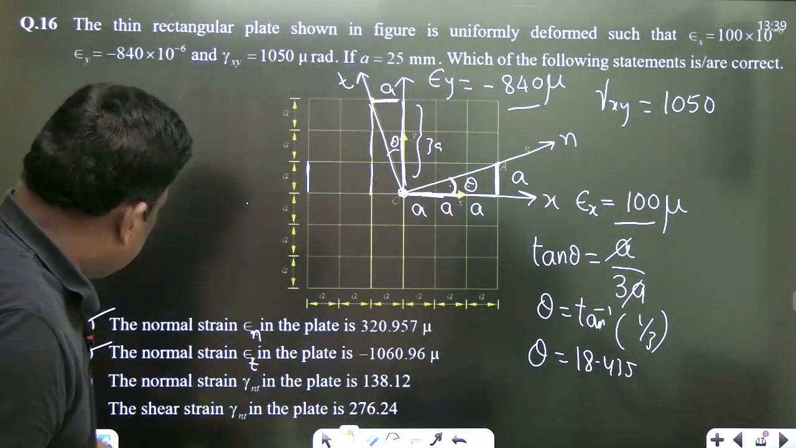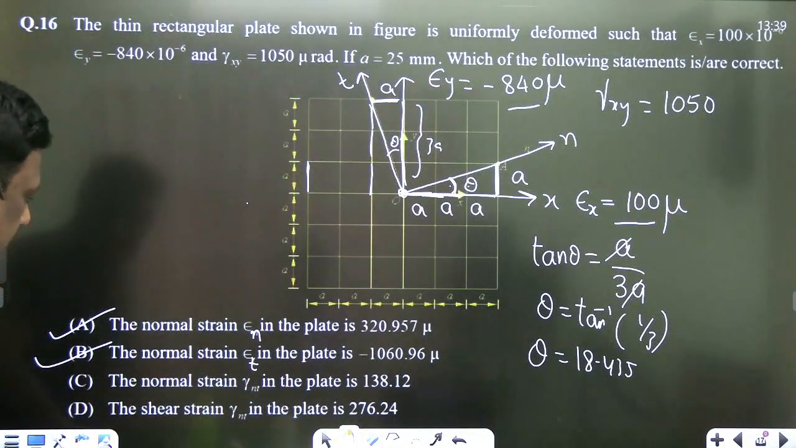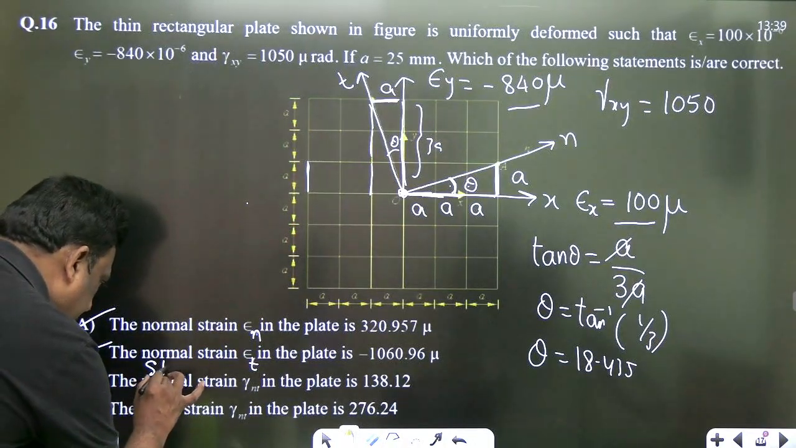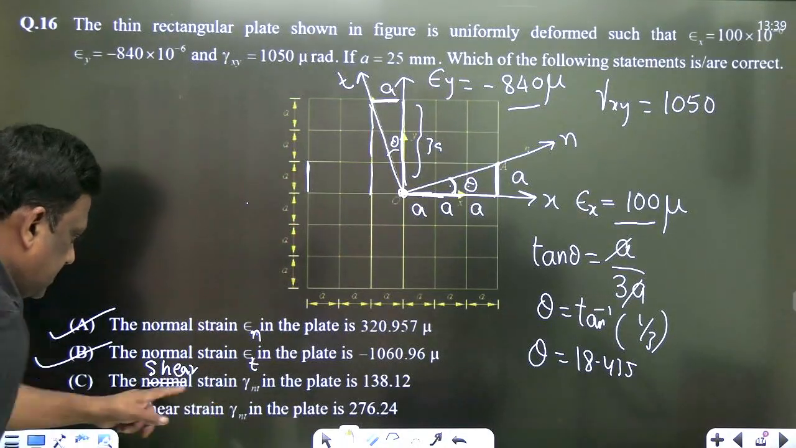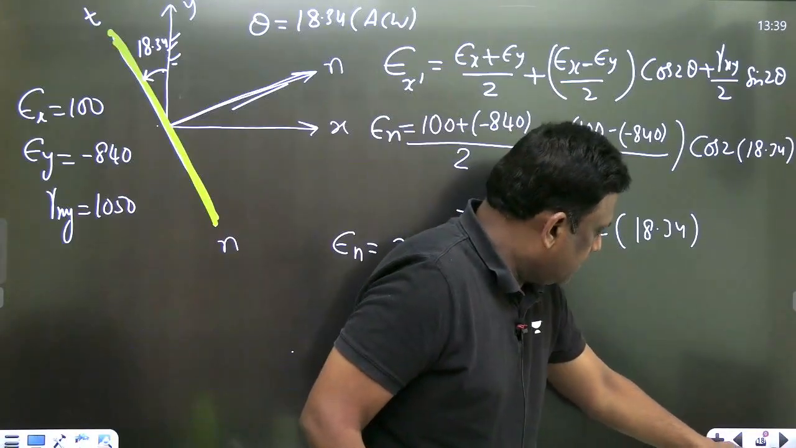Now let us calculate shear strain. Look, he is asking shear strain. Normal strain बोला, shear strain. ये normal नहीं, ये भी shear है, ये printing mistake है. This is the shear strain, the shear strain NT. अब देखते हैं सर. Let's try to calculate the shear strain.